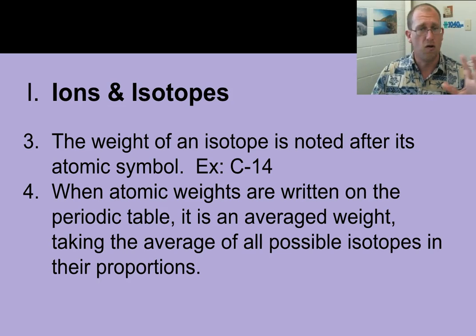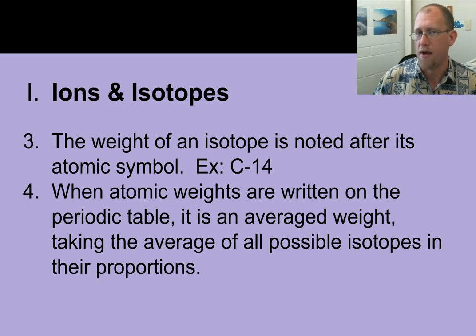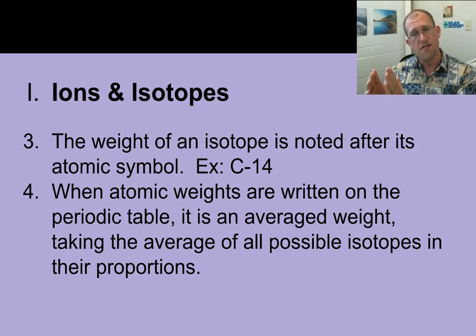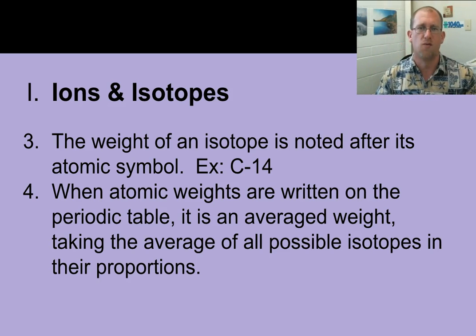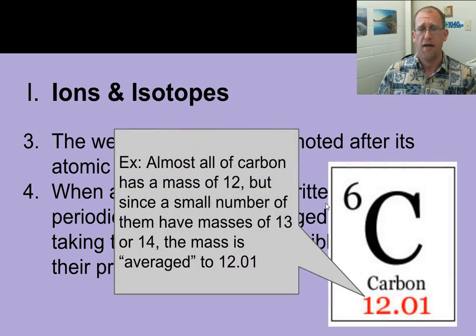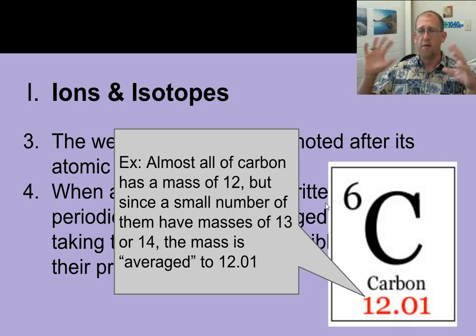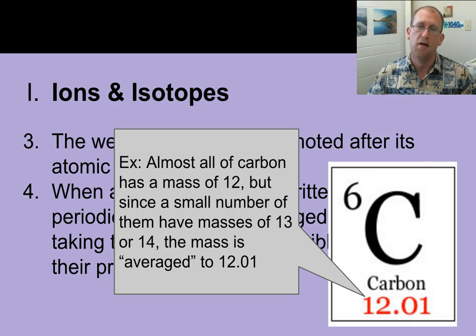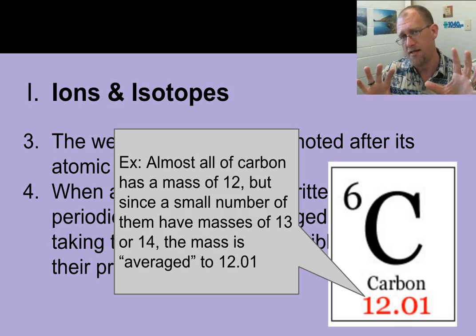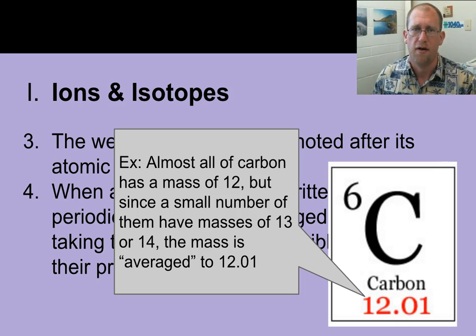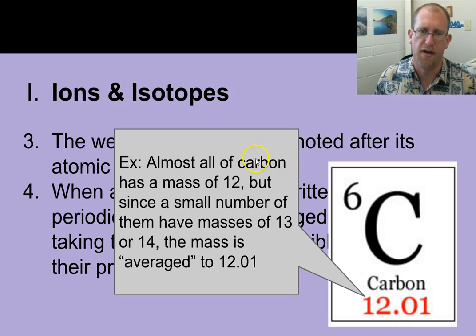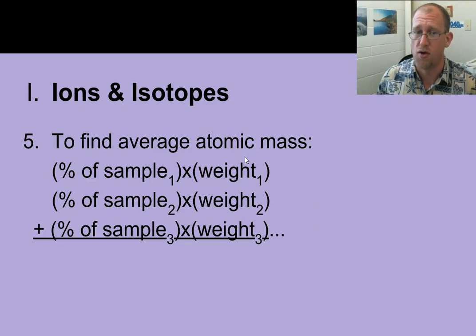So almost all carbon that you find in the world is carbon-12. There is some carbon-13, and there's a very small amount of carbon-14. And so because there is a little bit of 13 and a little bit of 14, we have to average that in, and that's why if you look at the periodic table, the weight of carbon is 12.01, right? Because almost all the carbon is 12, but there are some heavier versions of carbon out there. So they take all of the possible isotopes and they multiply them by their prevalence, their commonness out there in nature, and then they average that together. So let me show you how that works.